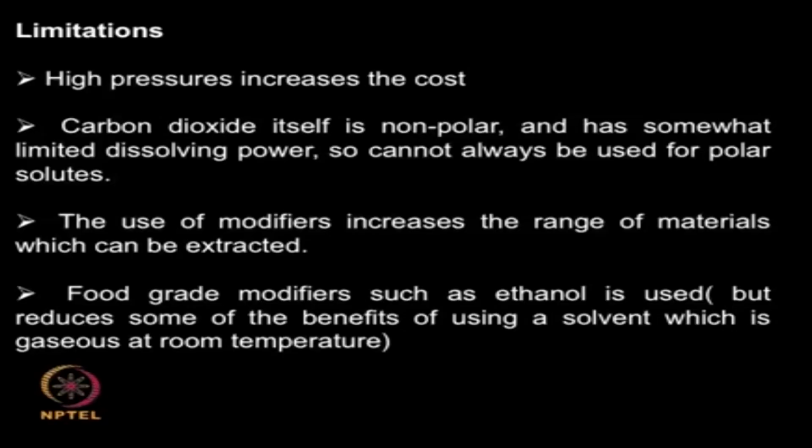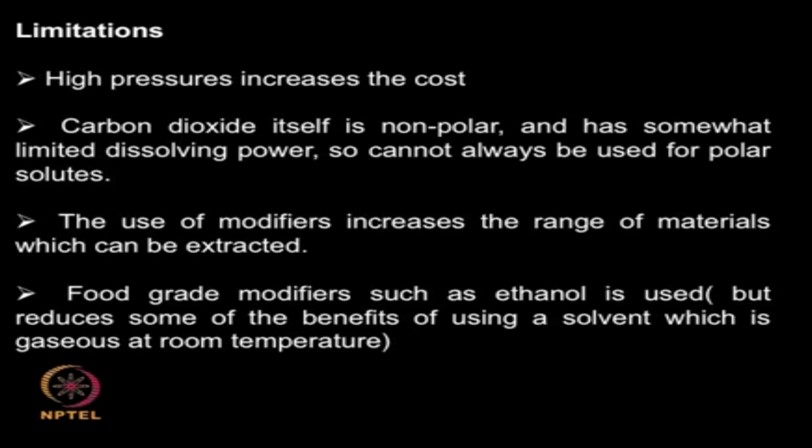But there are limitations also. If you are going to use very high pressure, that means your equipment also has to be very high pressure. That is one of the disadvantages. Your capital cost of a supercritical unit is high, so you need to recuperate the capital cost. CO2 is non-polar and it has a very limited dissolving power, so it cannot be used for polar solutes. Polar solutes means solutes which are hydrophilic in nature. So, you need to add some modifiers. Ethanol, for example, is used as a modifier. Generally for food grade, ethanol is the only solvent that is actually allowed.